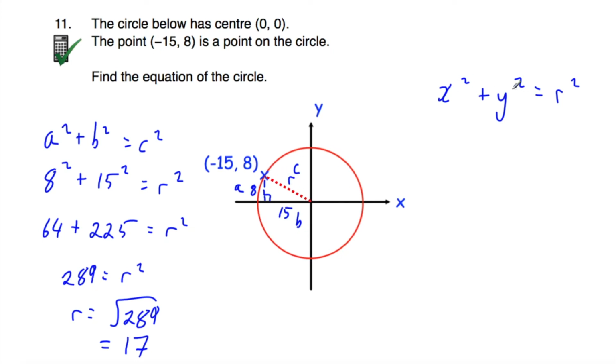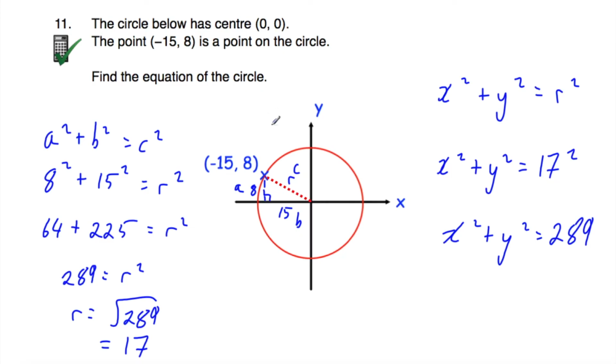So now we've got the equation of the circle being in the form of x squared plus y squared equals the radius squared. So it's going to be x squared plus y squared equals the radius, which is 17, because the length of that line is 17, so 17 squared. Now you could leave it like that, or you could square the 17, which is 289. So that's what I'm going to do. X squared plus y squared is equal to 289, and that's the equation of that circle, and that's it.